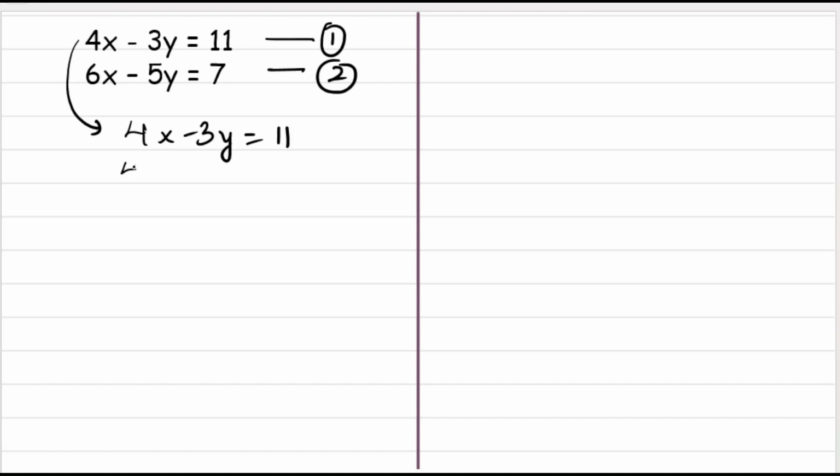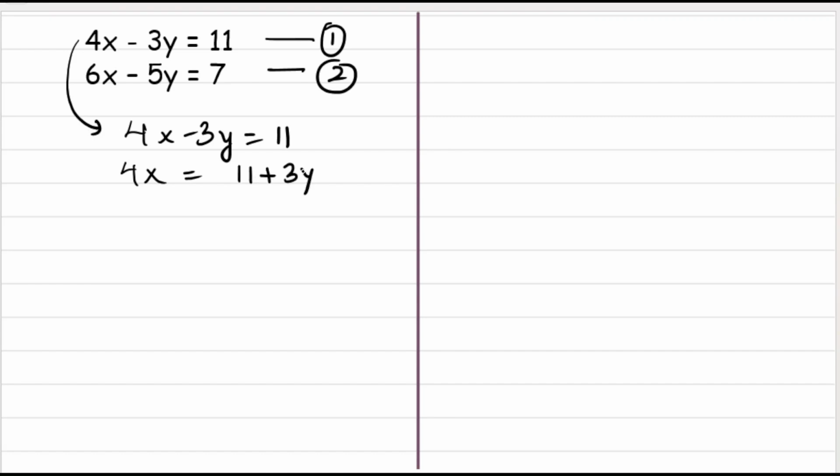My next question. 4x minus 3y equals 11, 6x minus 5y equals 7. Let's number them as equation 1 and equation 2. From which equation you want to find the value of which variable, it totally depends on you. The calculations, the answer would come out to be the same. So let's do this one. 4x minus 3y equals 11. So 4x equals 11 plus 3y.